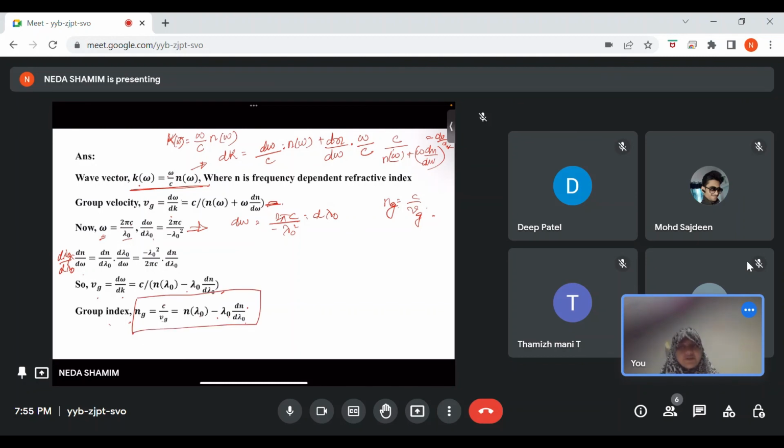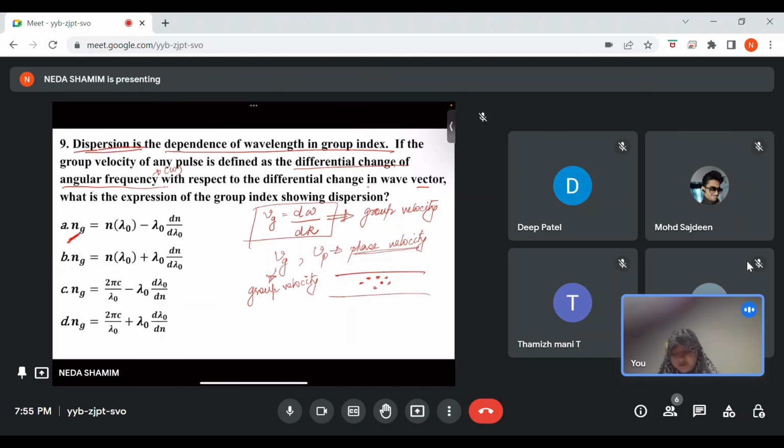Did you guys follow this? Yes, ma'am. It's about the dispersion relation. Okay, this is what you call the dispersion relation.